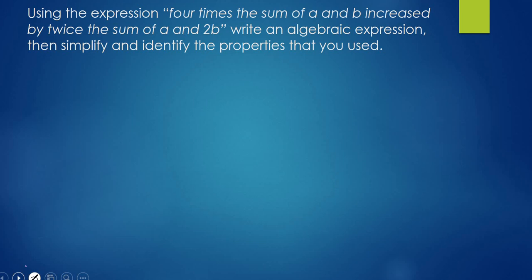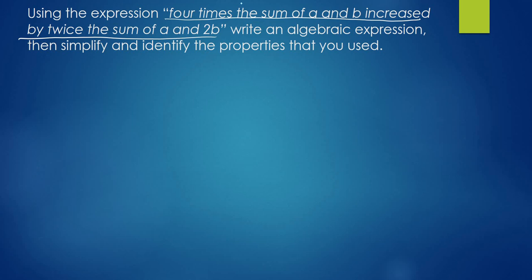Okay, let's do one example. Using the expression 4 times the sum of A and B increased by twice the sum of A and B, write an algebraic expression, then simplify and identify the properties. So the first thing I want you to do is to pause the video, and I want you to take the sentence or the expression and write it as an algebraic expression, and then turn the video back on and see how you did.